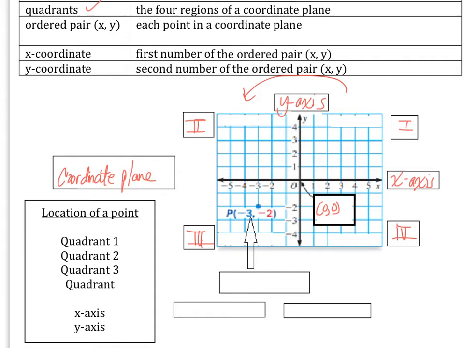In order to pair is xy is each point on the coordinate plane. So here I have a point, -3, -2. This will be considered an ordered pair, x, y. So the first number will be called the x coordinate, and the second one, the y coordinate.